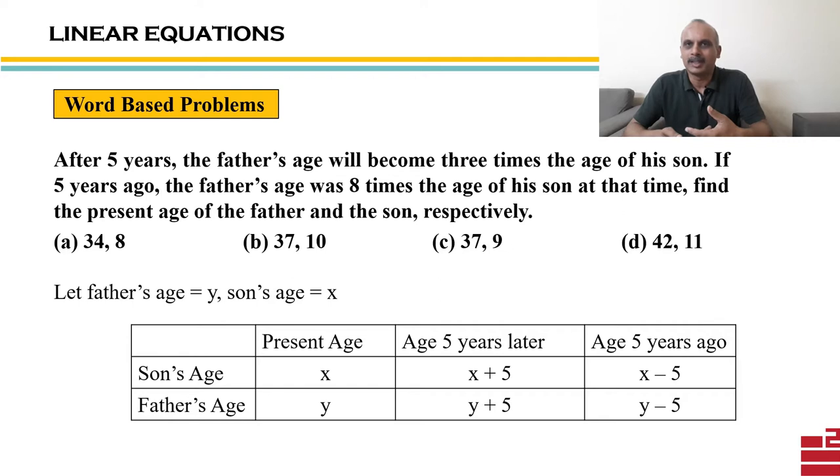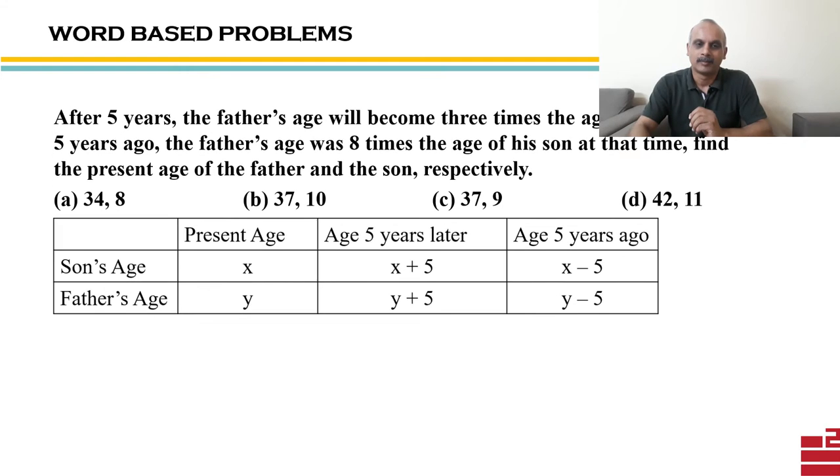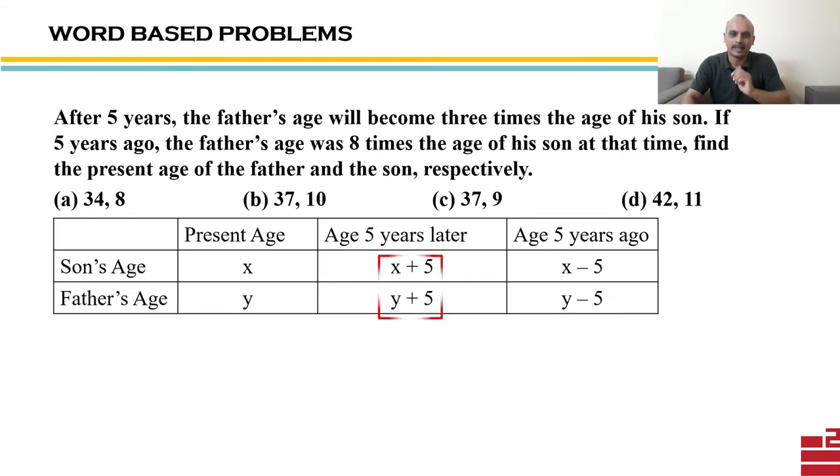Now how do we form the equations? Read the lines of the question step by step. The first line says after 5 years, father's age will become 3 times the age of son. What are the ages of the father and son after 5 years? In the table we know it is x plus 5 and y plus 5. So as per the data of the question, we say that y plus 5 is equal to 3 times x plus 5.